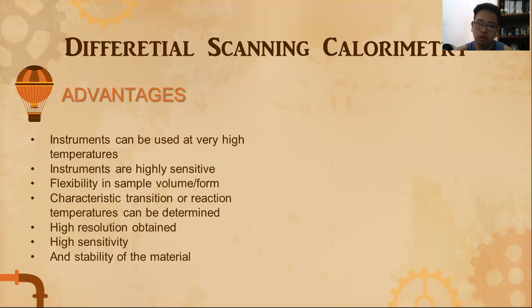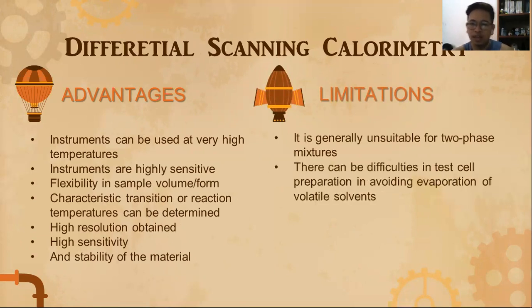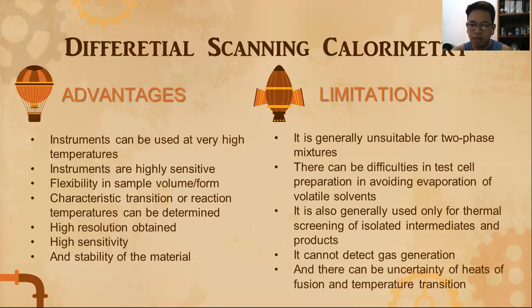But it also has disadvantages or limitations. DSC is generally unsuitable for two-phase mixtures. There can be difficulties in test cell preparation and avoiding evaporation of volatile solvents. It is also generally used only for thermal screening of isolated intermediates. It cannot detect gas generation, and there can be uncertainty in heat of fusion and temperature transition. Now that is for DSC.